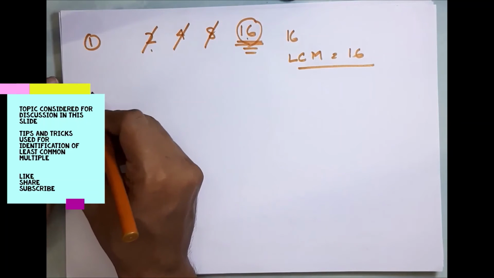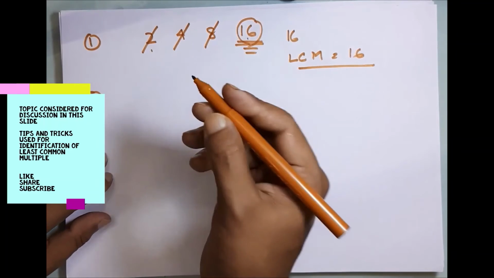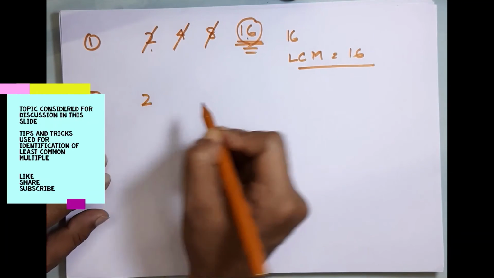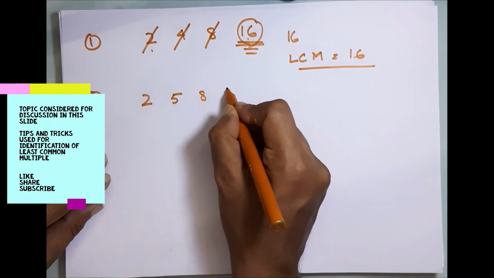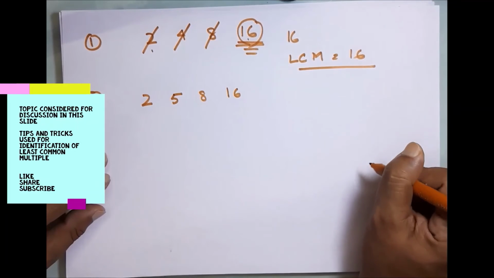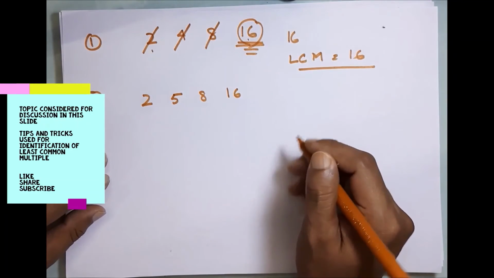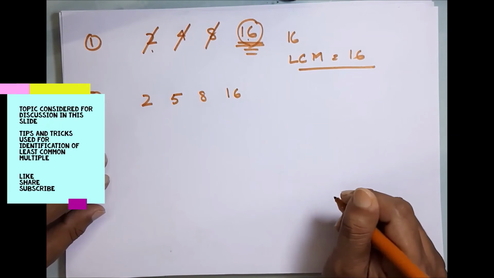Now let us come down to the second trick. Now I'll be choosing the same number series by altering one of the numbers. So 2 remains 2, instead of 4 I'll put 5, and then 8 and 16. So what will be the LCM if we can identify it on the fly rather than solving through our normal division through common factor process?